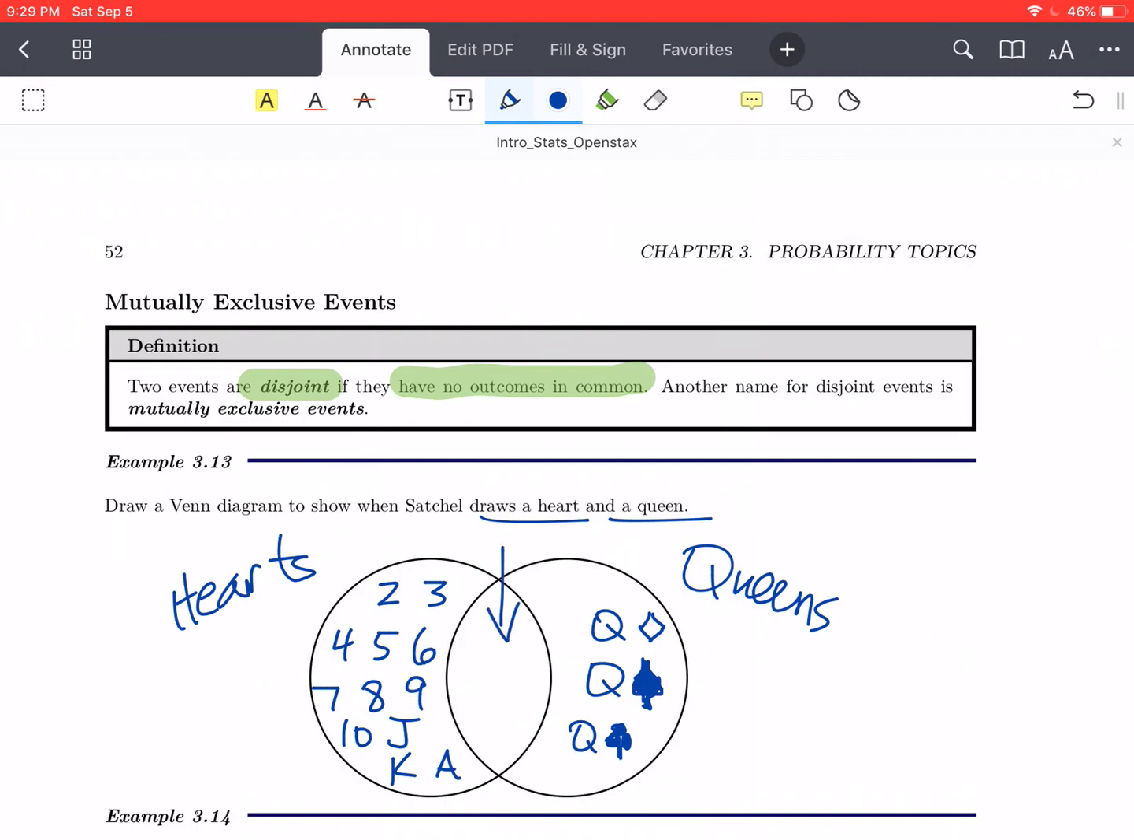And then in this section in the middle, that's going to be where we have a heart and a queen. And there's only one card that fits those two categories. That's the Queen of Hearts. So we've got one card in the middle. It shows that overlap. So drawing a heart and a queen are not disjoint events, right? Not mutually exclusive, because they have a card in common. There is a result that is counted in both of those. So we would say these two are not disjoint.